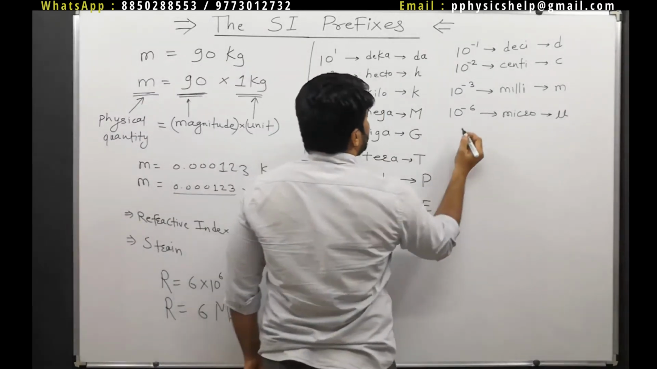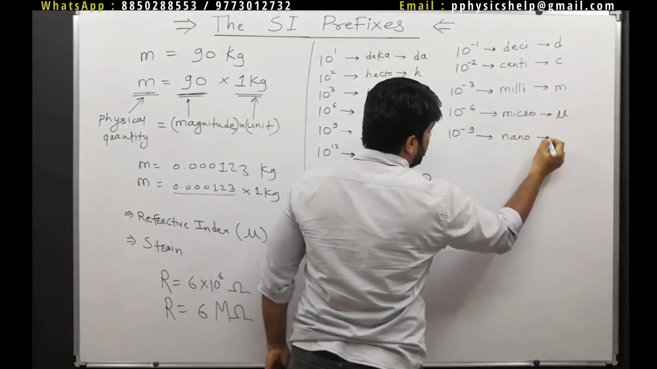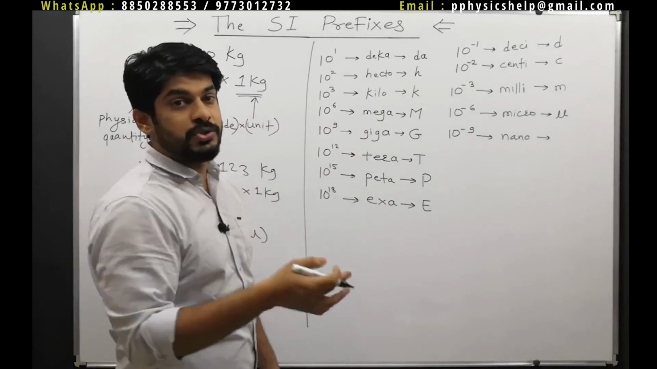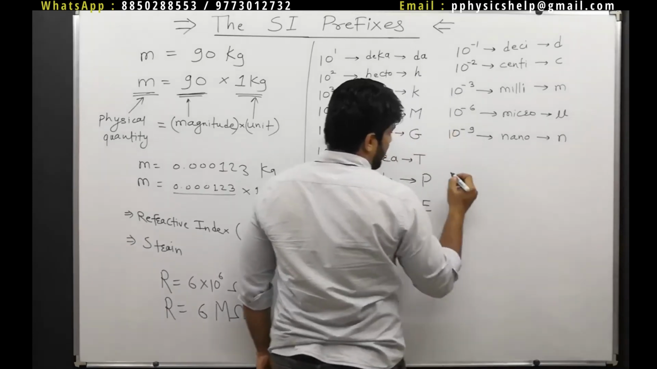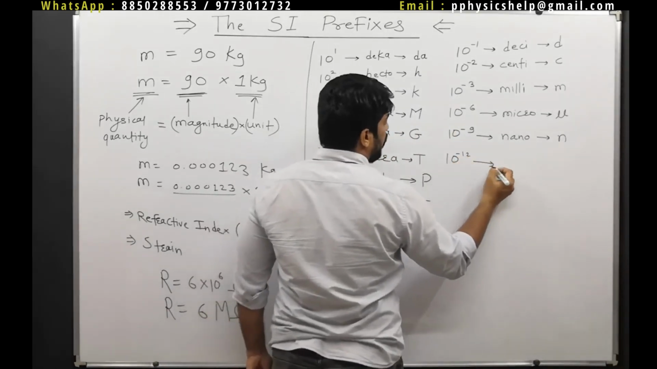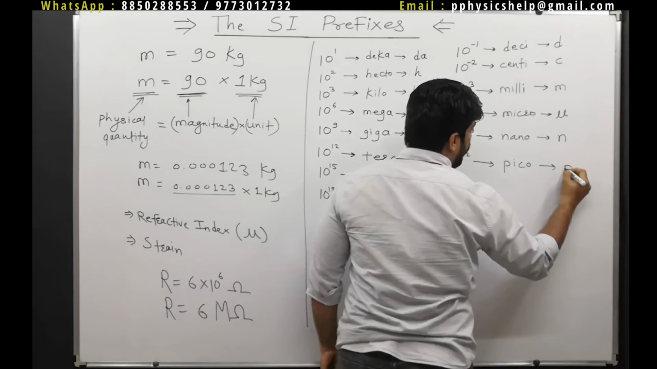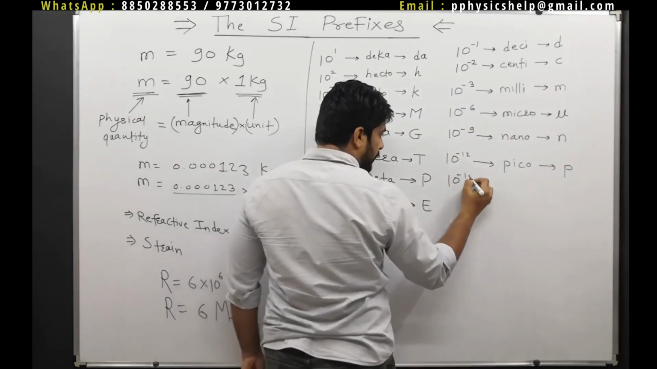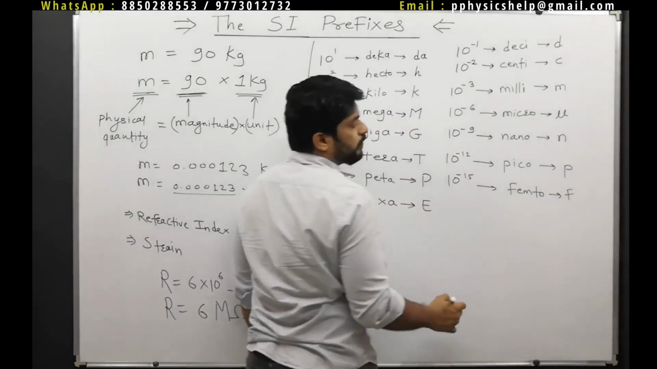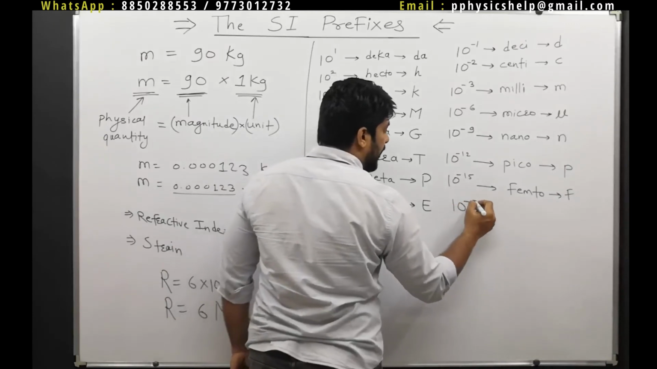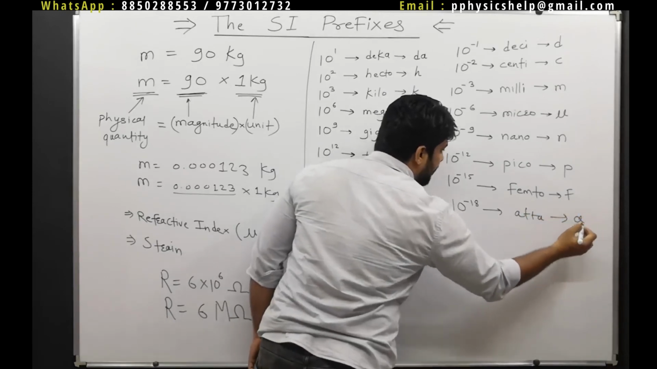Then 10 raised to minus 9. It is called nano. You have heard of this name, nanotechnology. It has a symbol of small n. Then 10 raised to minus 12 is called pico, and it is written as small p. Then 10 raised to minus 15 is called femto. It has a symbol of f. Then we have 10 raised to minus 18. It has the name atto, and it is represented by a.